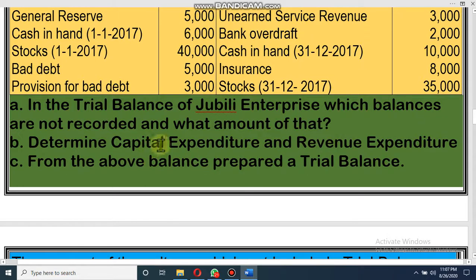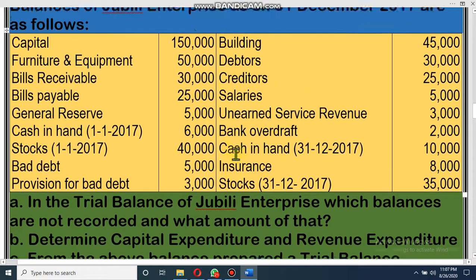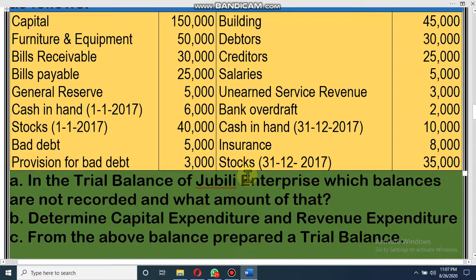Dear student, now the next requirement: capital expenditure and revenue expenditure. That means we have to find the amount of capital expenditure and revenue expenditure. Before solving the math, at first you have to understand what capital expenditure is. Dear student, in chapter 4 we discussed capital expenditure in detail. Capital expenditure means the expenditure which will give us benefit for a long time. That means with this expenditure we will get benefit for more than one accounting year. Again, keep it in your mind, this is the formula: capital expenditure is that expenditure which will give us service for more than a year.